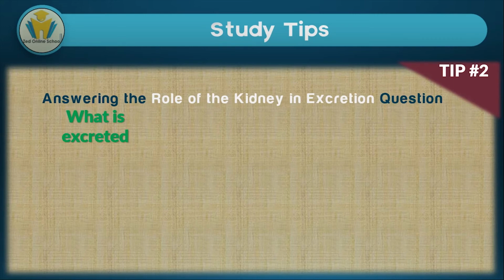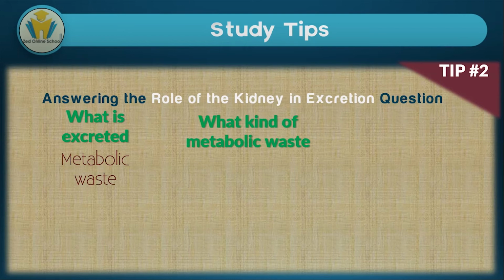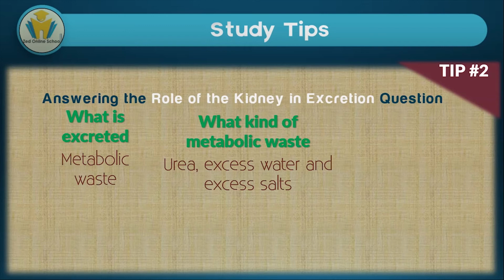As we may know, excretion mainly involves the urinary system, and excretion is the process by which toxic metabolic wastes are removed from the body. So what is excreted is basically metabolic waste. Since we know it's metabolic waste, now we need to ask ourselves what kinds of metabolic wastes are excreted via the kidney. If you've been watching our videos to learn excretion, you should know by now that the metabolic wastes are urea, excess water, and excess salts. That brings us to the last thing you should note when answering this question: the excreta involved in excreting these metabolic wastes.